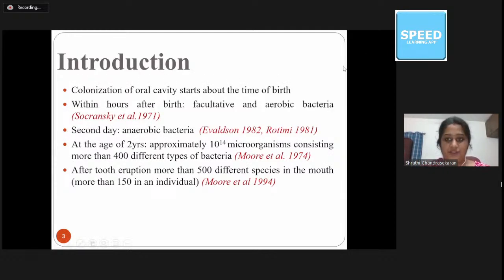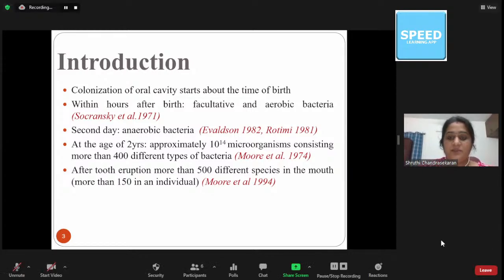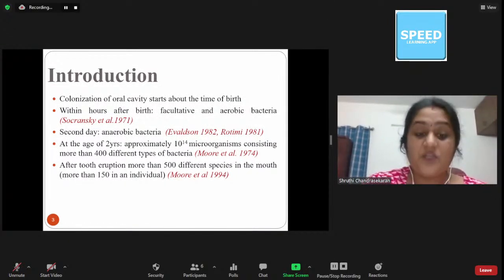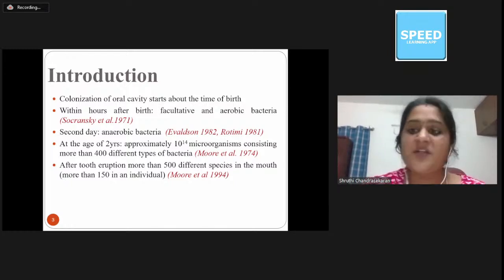So to move on to the introduction, the colonization of the oral cavity begins soon after the time of birth. Within hours after birth, both facultative and aerobic bacteria will begin to infiltrate into the oral cavity. From the second day after postpartum, anaerobic bacteria will begin to dominate. After the age of 2 years, there are approximately 10 power 14 microorganisms consisting of 400 different types of bacteria, which are seen in the oral cavity. After the tooth eruption is complete, there are 500 different types of species in the mouth. So this is one MCQ question. There are 500 different types of species in the mouth after the complete tooth eruption has happened.